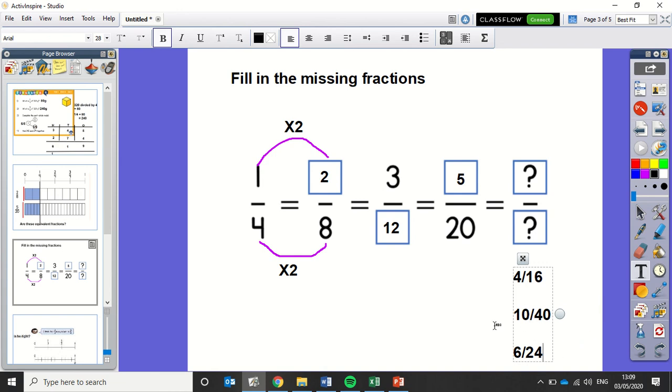If you got one of those 3, well done. Anyone who's got anything different, as long as you've times the denominator and the numerator by the same amount, unless your calculations have gone wrong with your times tables, your answer will be correct. Let's have a look at the next question.